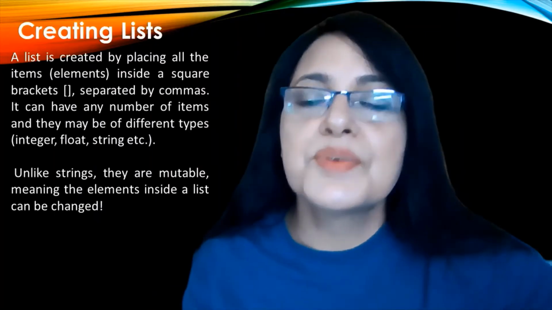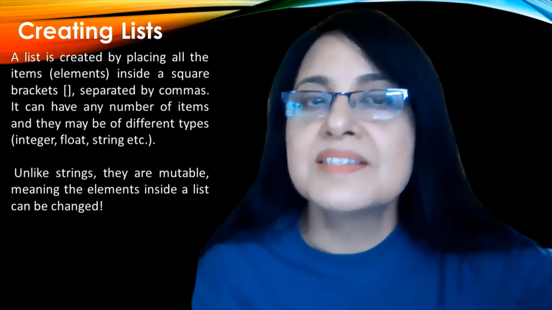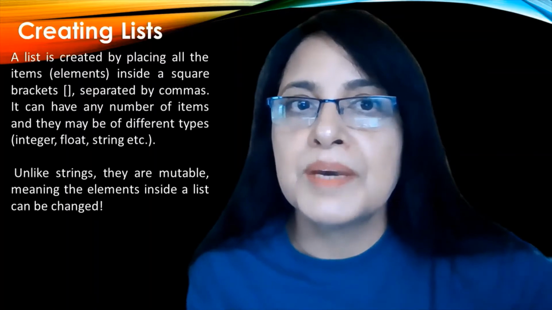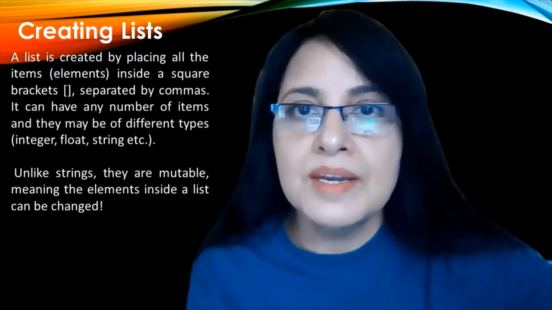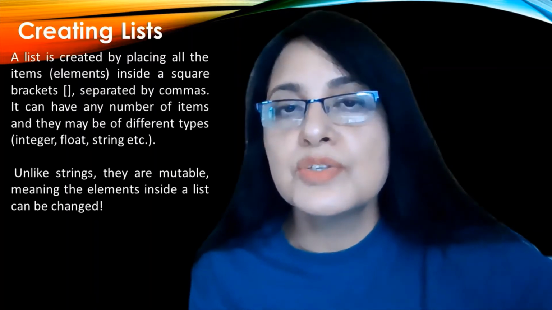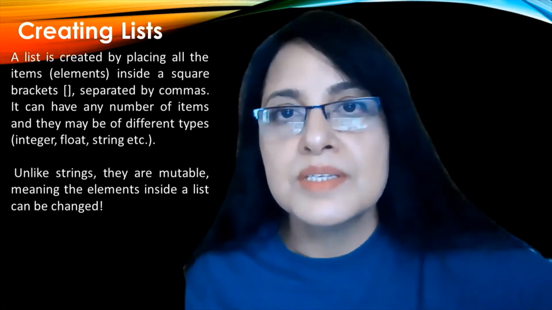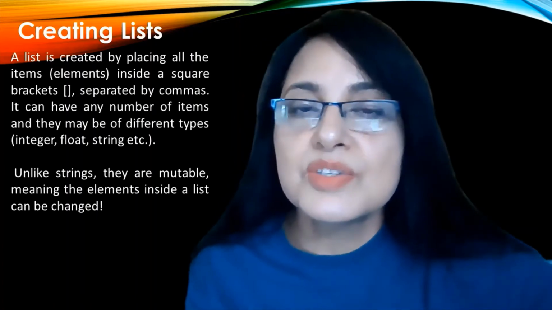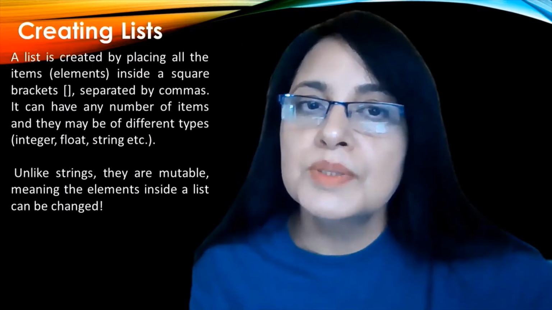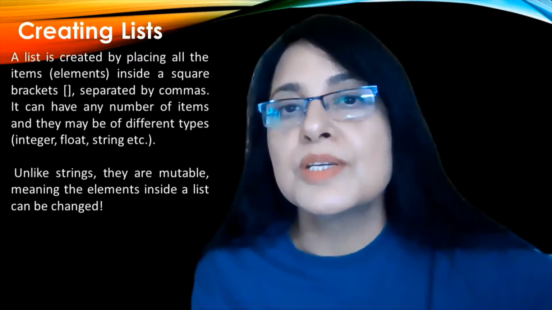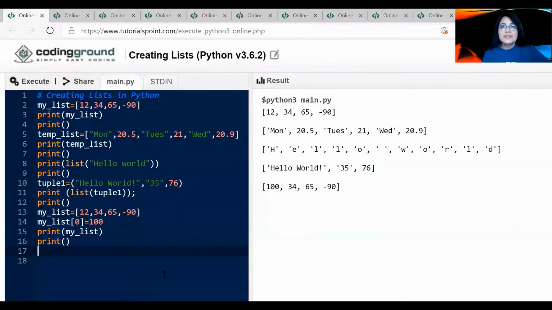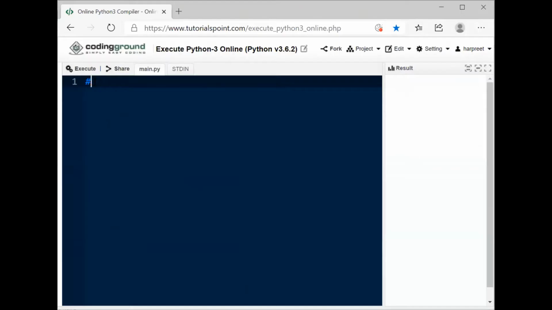Now, a list is created by placing all the items or elements inside square brackets, and they're separated by commas. It can have any number of items, and each one of these could be a different data type: integer, float, string, etc. Unlike strings, lists are mutable. That means that you can change elements within the list later. Let's look at creating lists in different ways.